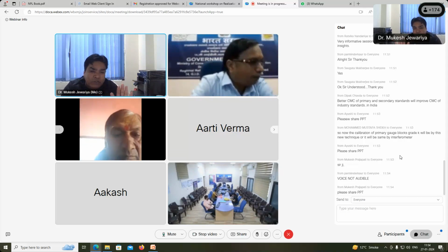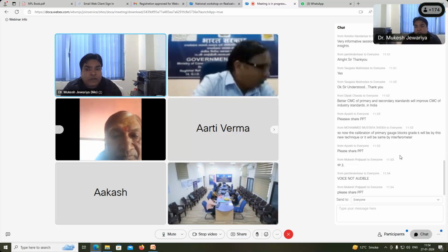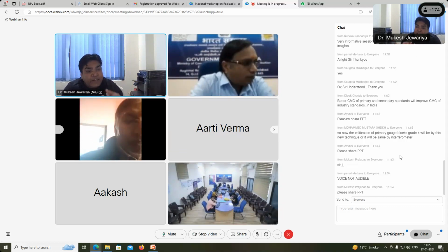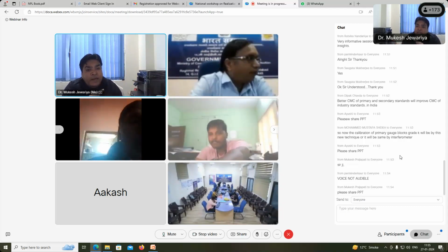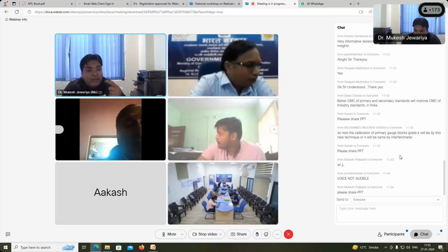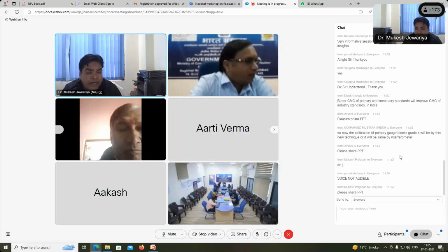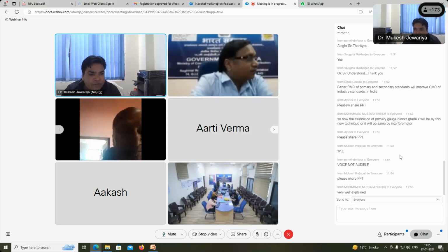For practical use, of course you can calibrate the gauge block using comb, but as per definition of the uncertainty defined for gauge block by NABL, by CIPM and by committee, it is 0.2 micron for K grade. So that's sufficient to do by this one.